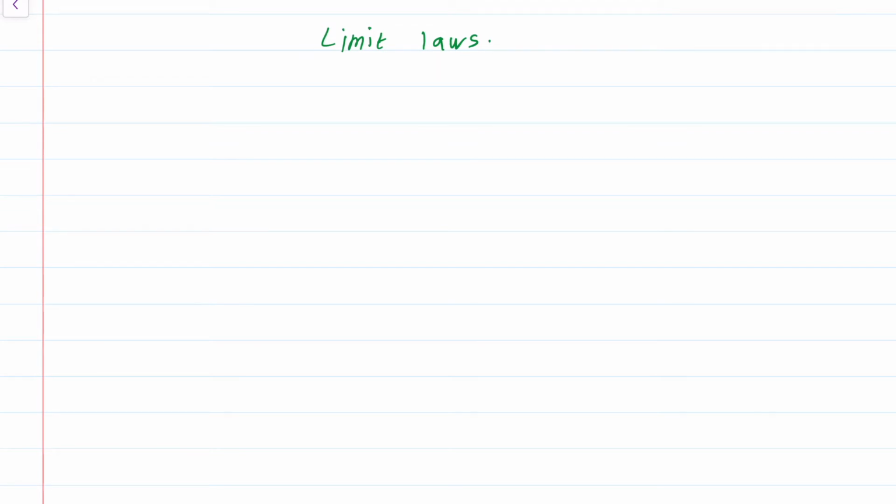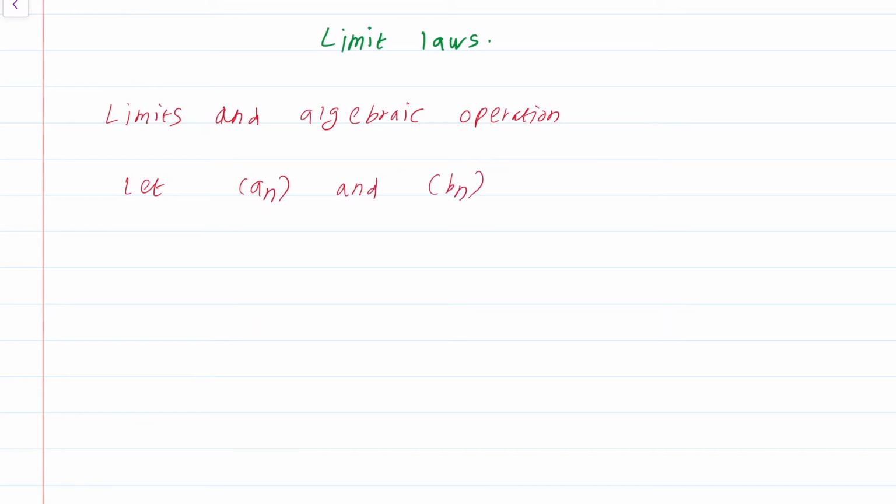So let me first describe some algebraic limit laws. Limits and algebraic operations. So the hypothesis is as follows. Let an and bn be sequences converging to a and b respectively.